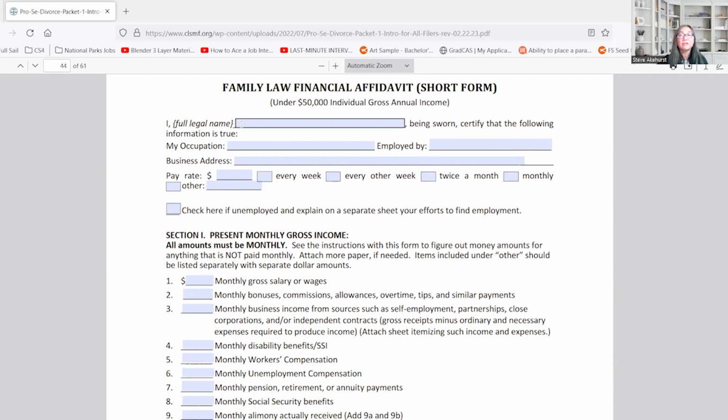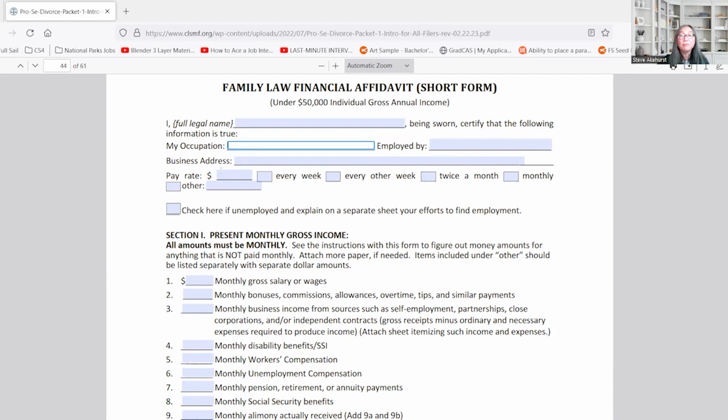You're going to write your full legal name, your occupation, and where you're employed. If you're unemployed, just write unemployed and your pay rate is 0. If you have your business address, you could write it, or if you want it confidential, just write confidential. And you're going to write your pay rate, how you get paid: every week, every other week, twice a month, monthly, other.